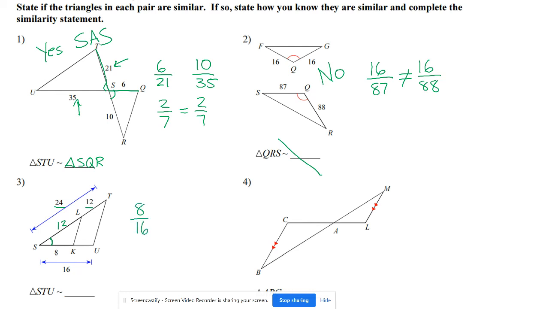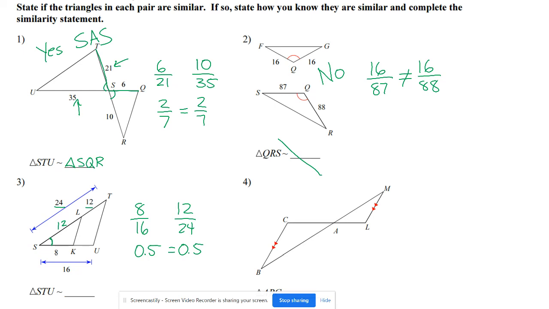We have 12 and 24. And I can tell right away, those are both going to be equal to 1/2 if I simplify them. If I change them into a decimal, they're going to become 0.5. And those are going to be equal. They're proportional. And I have that angle.